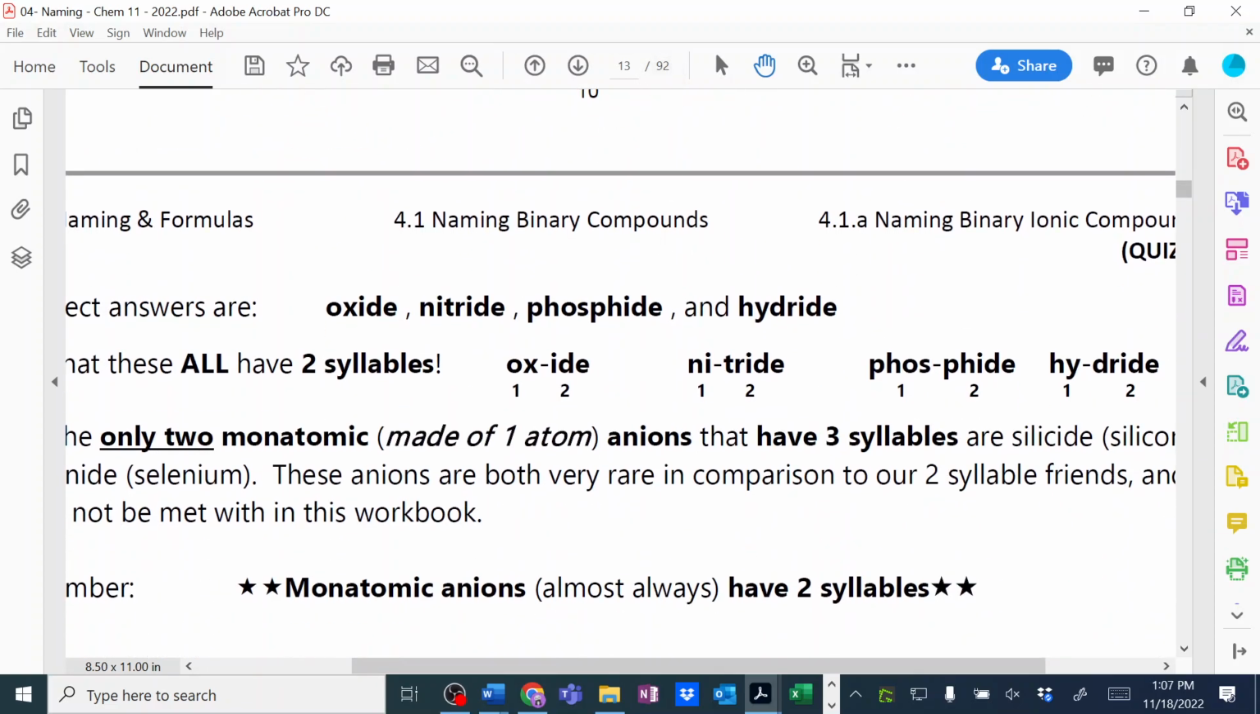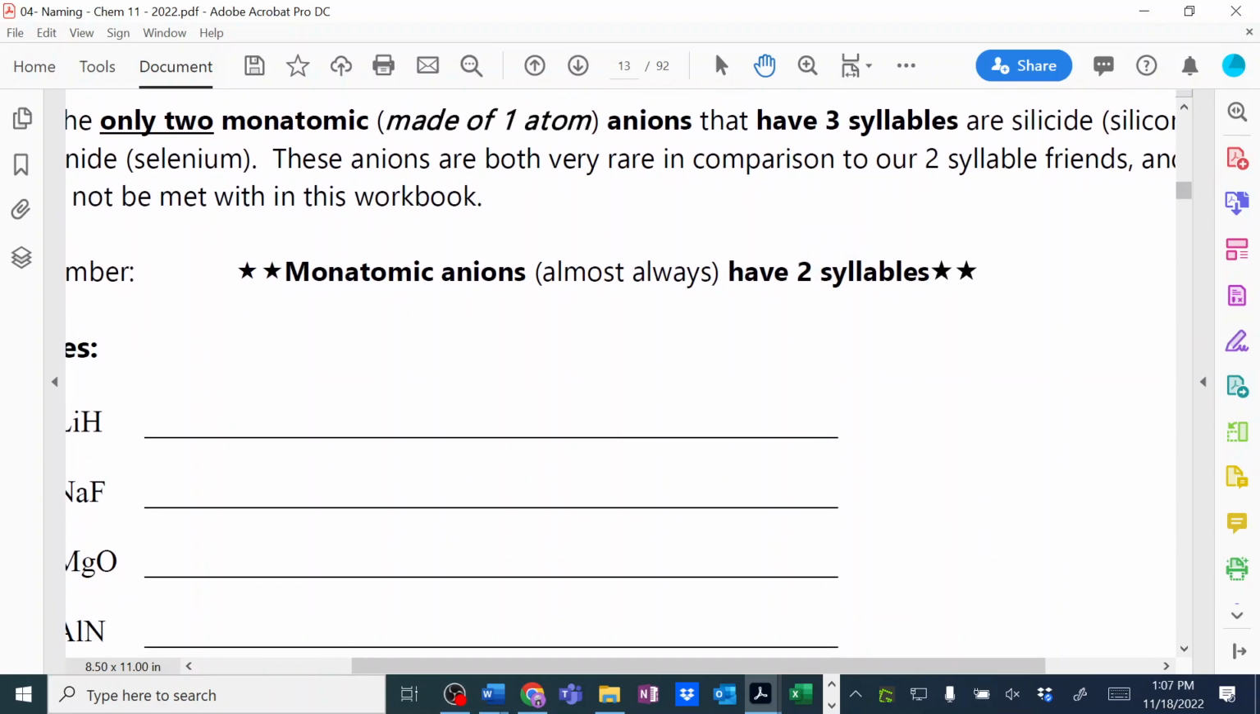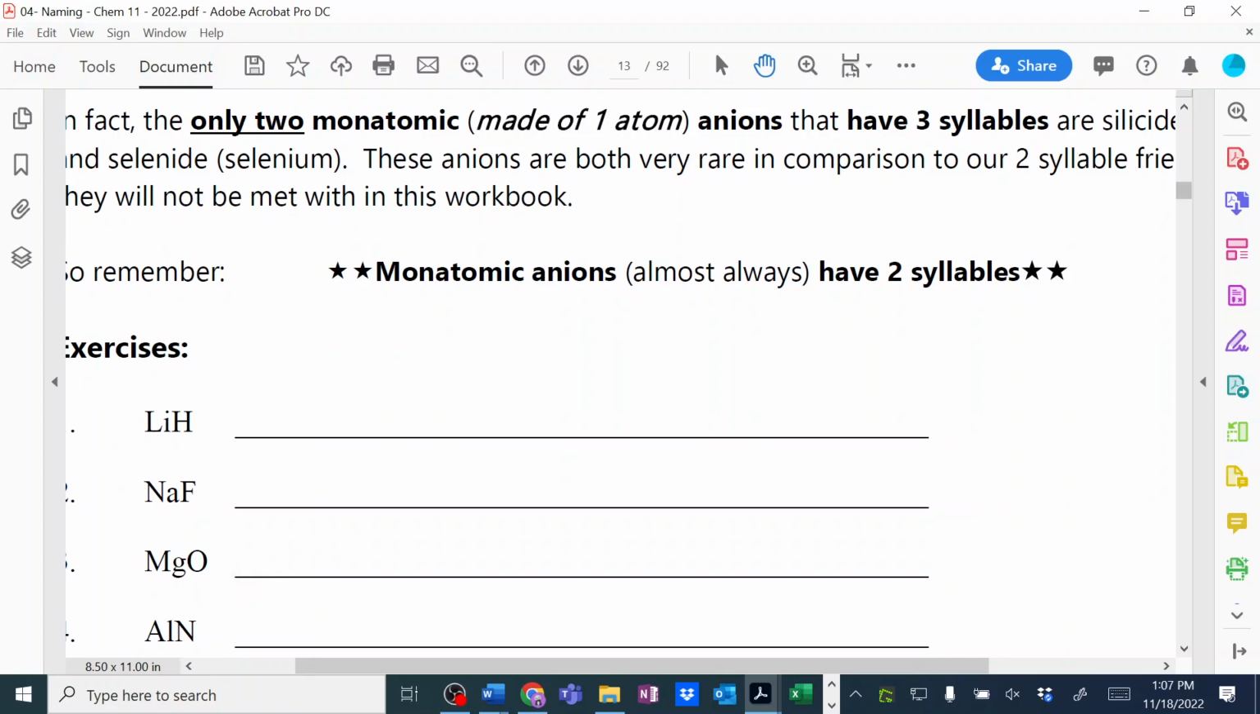First syllable, 1, 2. Yes. So you will be able to practice, should you so desire, and then write the quiz.